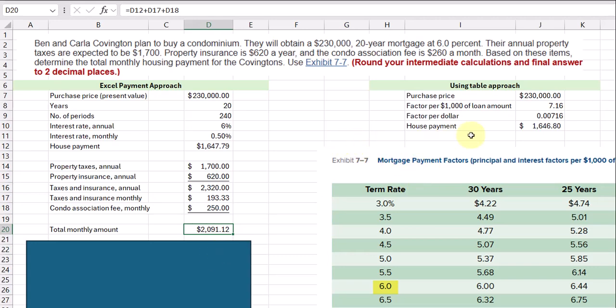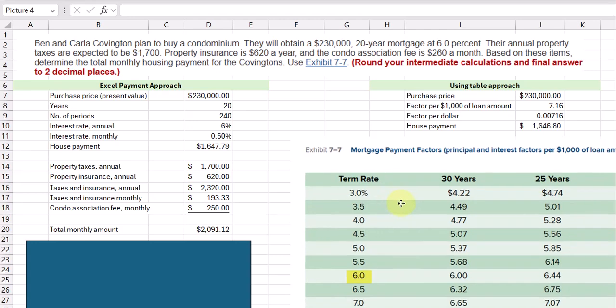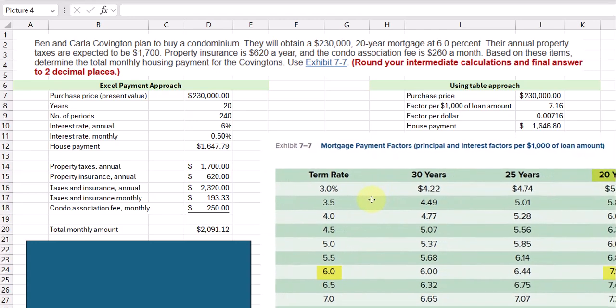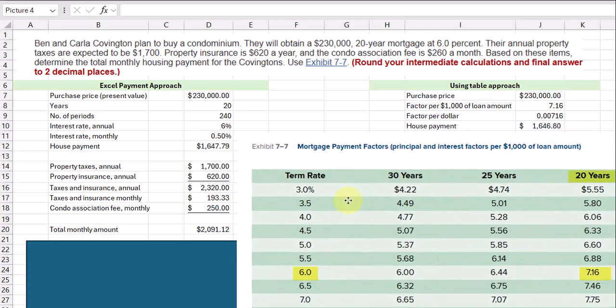Now, if you wanted to use the table approach, the only thing you would change is this amount here would become 1646.80, right? So we're going to be off just by a penny, very small amounts. All right, so that's two different approaches you could use. I'll put this back in so you can see how I found the 7.16 where it met the 20-year point and the term rate point. And that's two different approaches where you could calculate what the monthly amount would be.